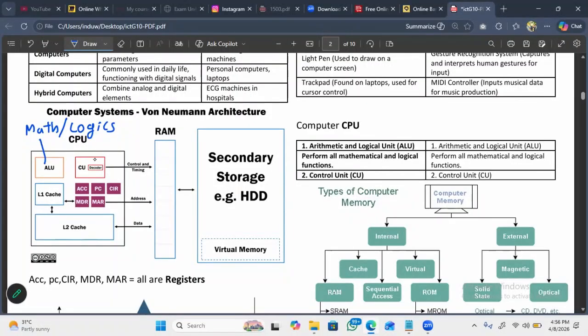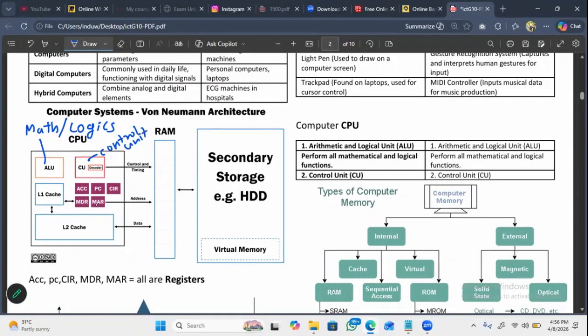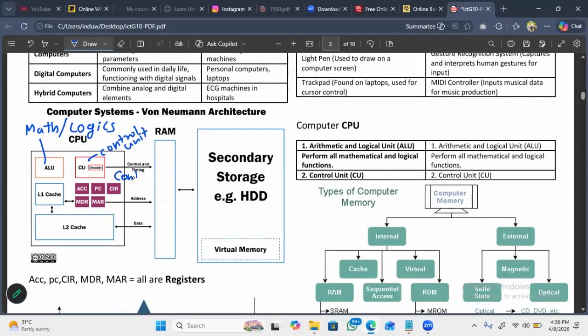Nothing big, very simple. CU means, kids, control unit. What is the function of it? The control unit is controlling all the devices. How? The control unit is sending control signals.